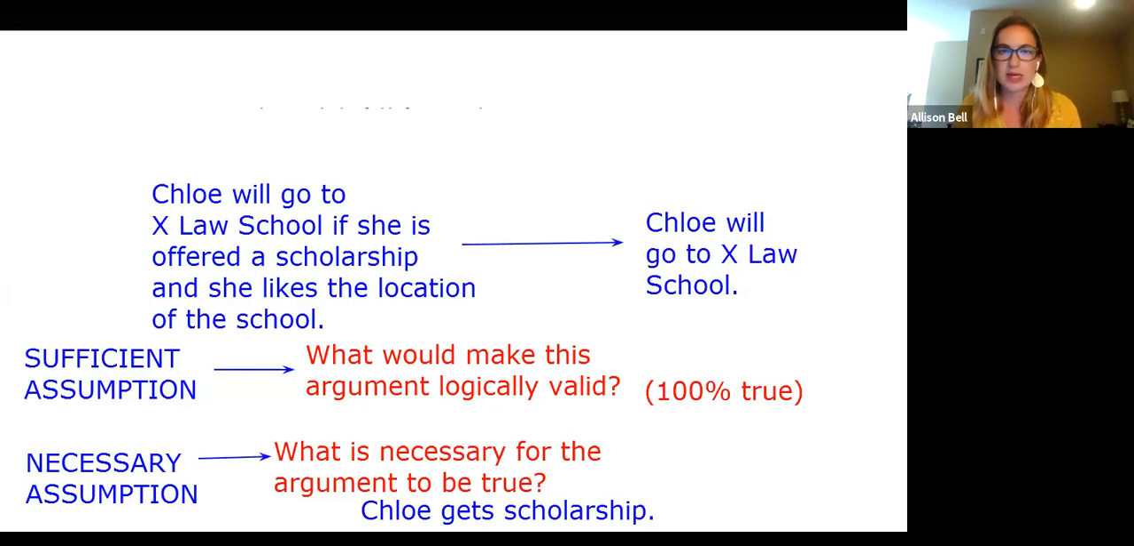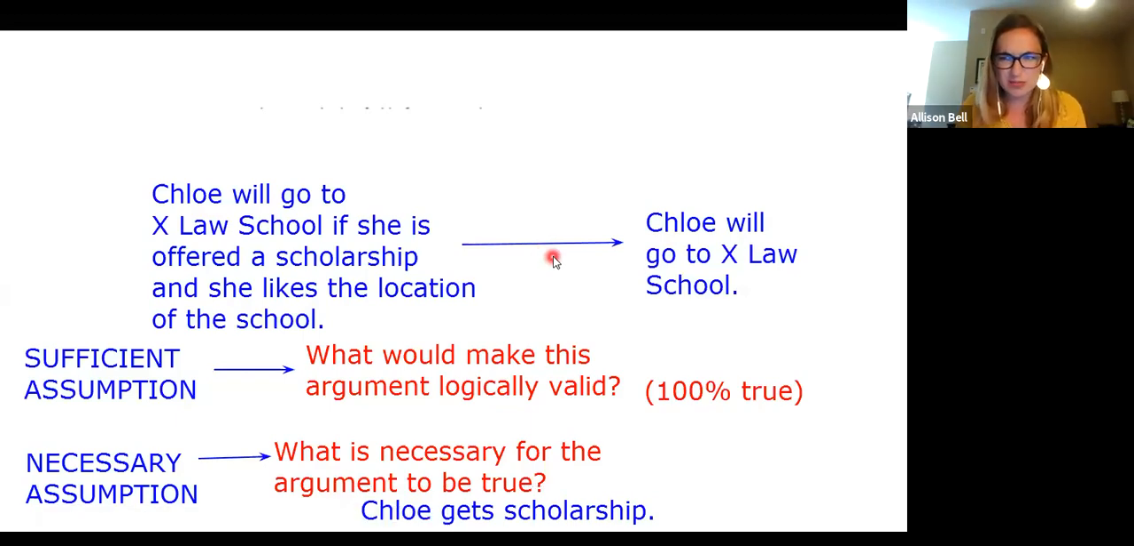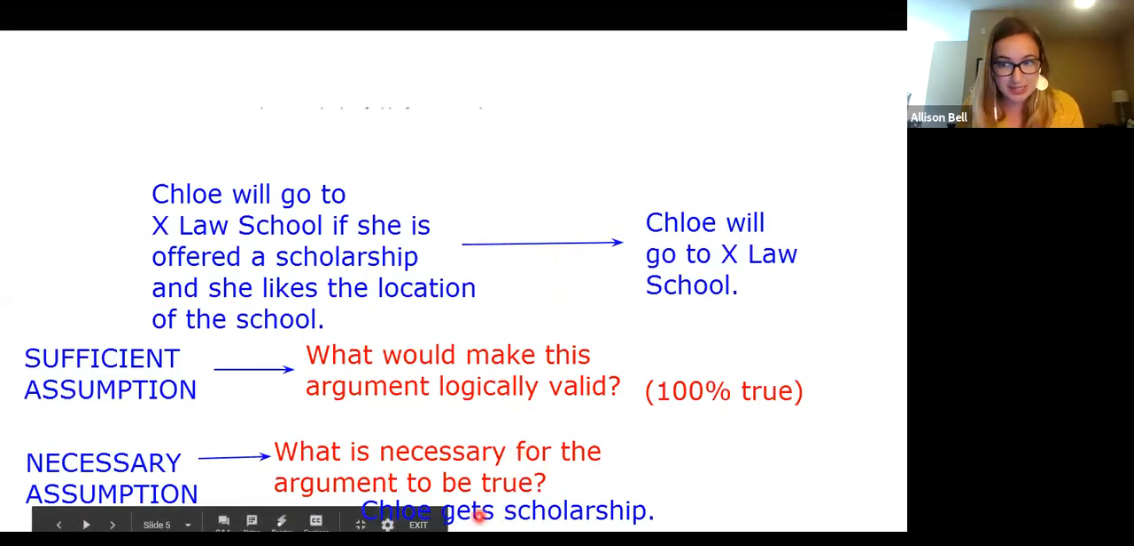So if I say Chloe gets the scholarship and I were to plug that back in here, it doesn't make the argument 100% true. But if I say Chloe doesn't get the scholarship, this argument completely falls apart. The argument needs this to be true in order for Chloe to even have a chance of going to X law school, and that's why we would call it necessary.